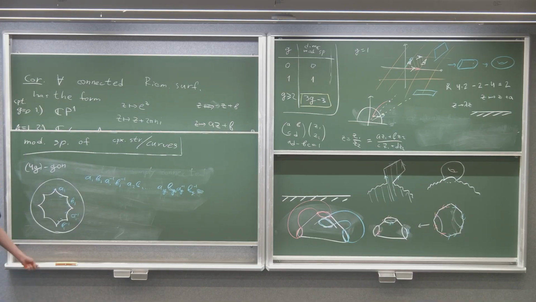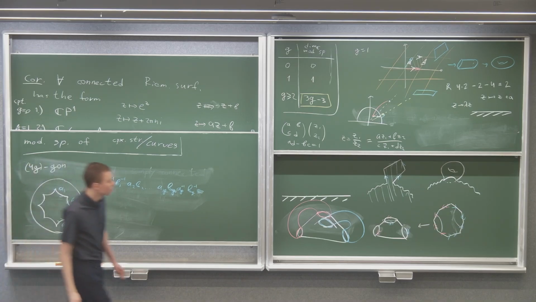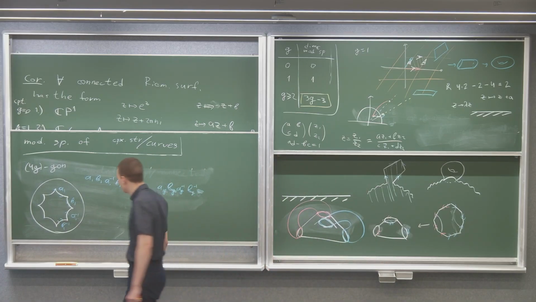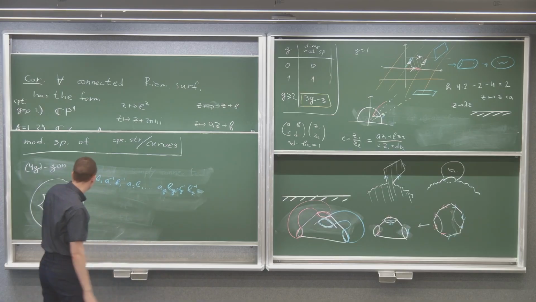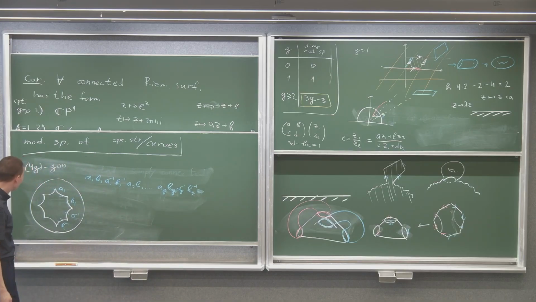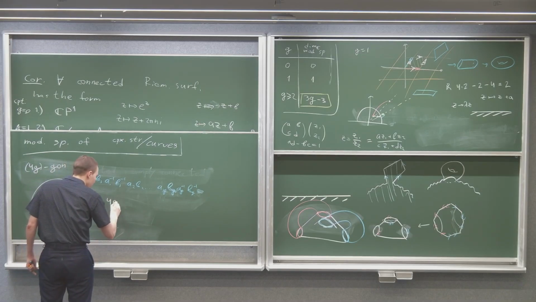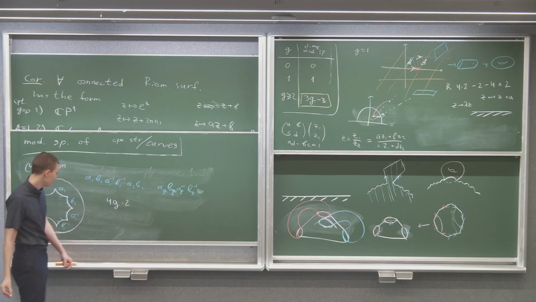We're almost done because now we already have a way to calculate the first part of this dimension formula. Here's how. How many coordinates do we need to place 4G points on some two-dimensional thing? Obviously 4G times 2, that's 8G.